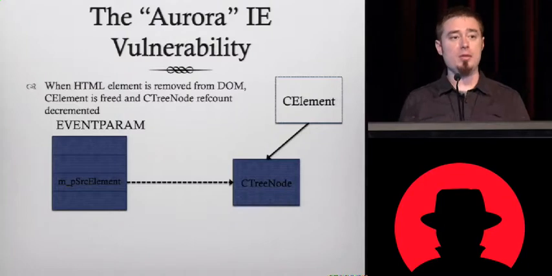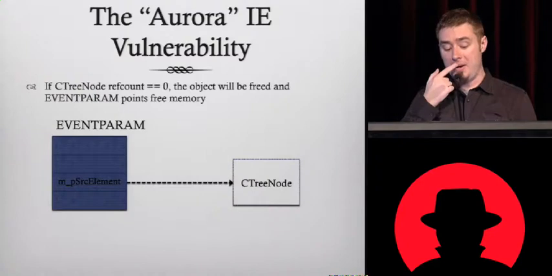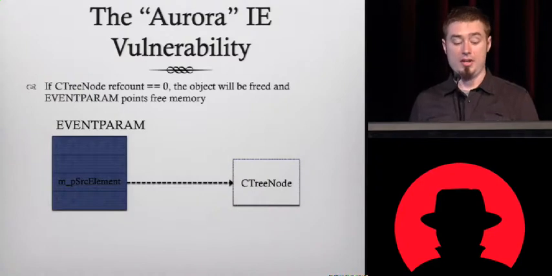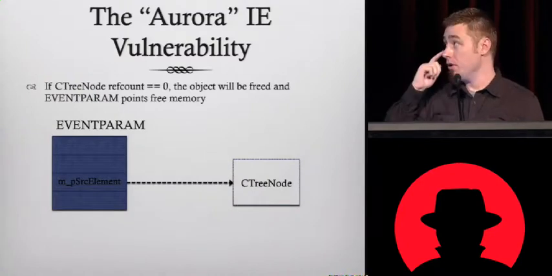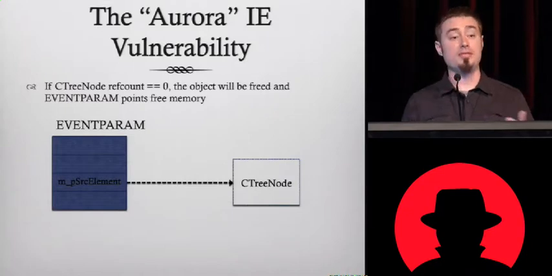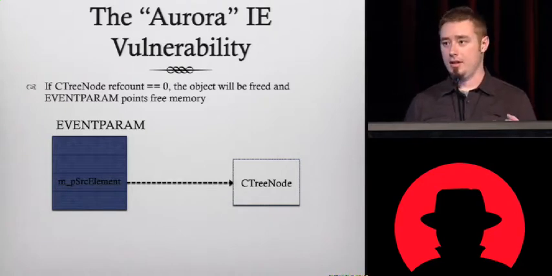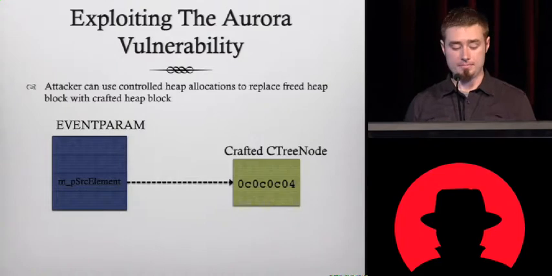will happen is the C element object will get freed, and in the process of doing so, it'll see that it has a pointer to the C tree node, and it will decrement the reference count to the C tree node. The C tree node reference count becomes 0, and so when the reference count is 0, the object gets freed, and event param still retains a pointer to freed memory. And this is the classic use after free vulnerability.